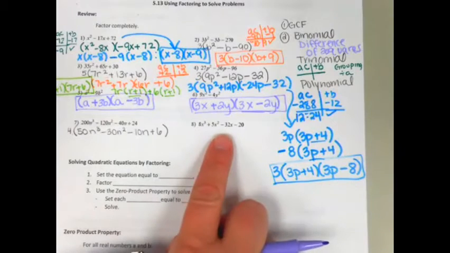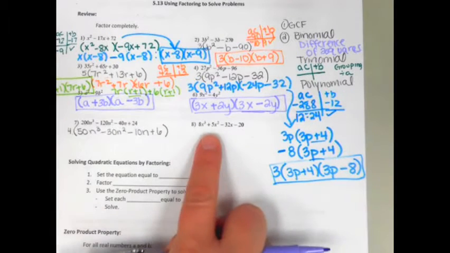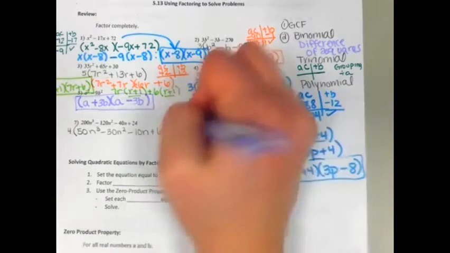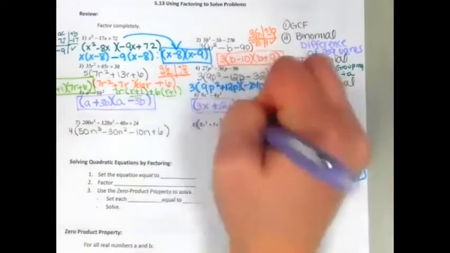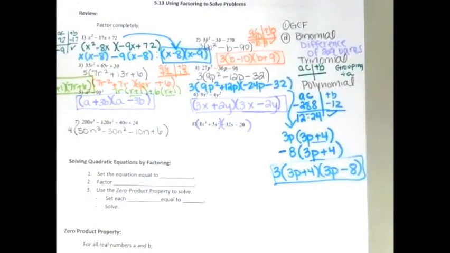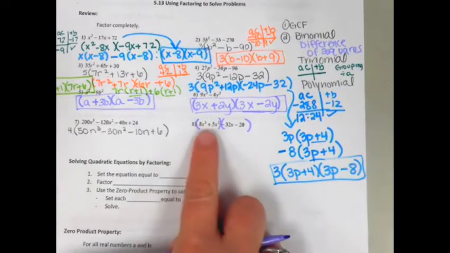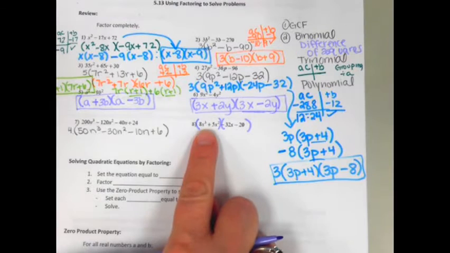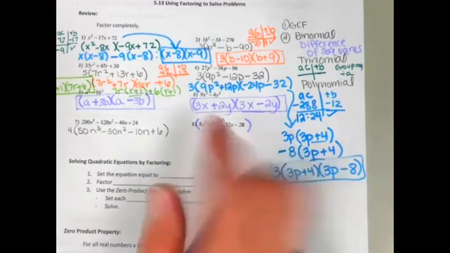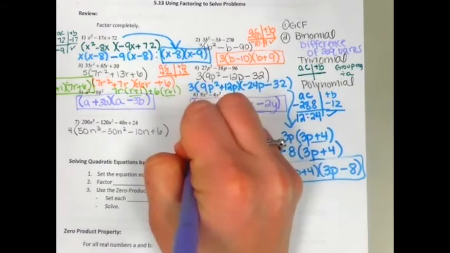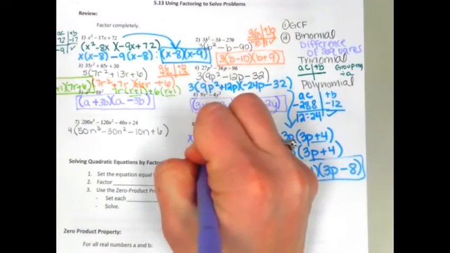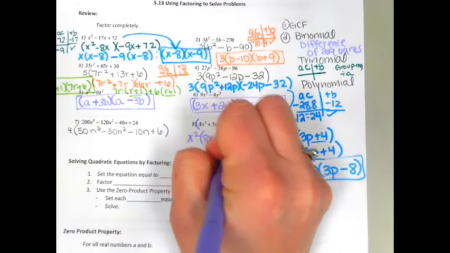So I'm going to do 8 first here. Since there was no GCF originally, I'm going to group the first 2 and I'm going to group the last 2. And we're going to do exactly what we just did with the trinomials. What's my GCF between 8x cubed and 5x squared? x squared. And if I take an x squared, I'm left with 8x plus 5.